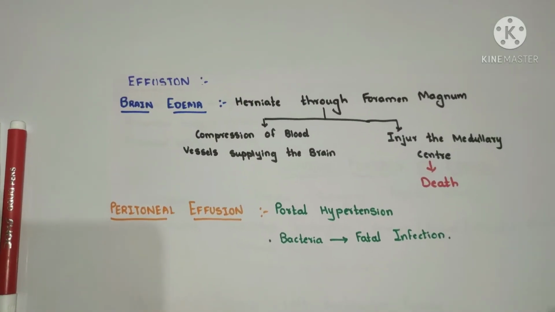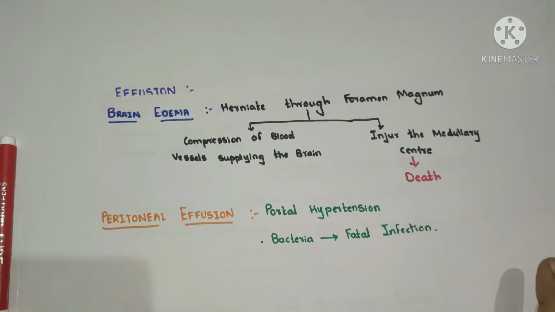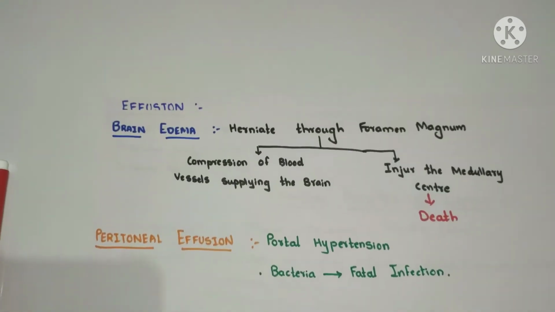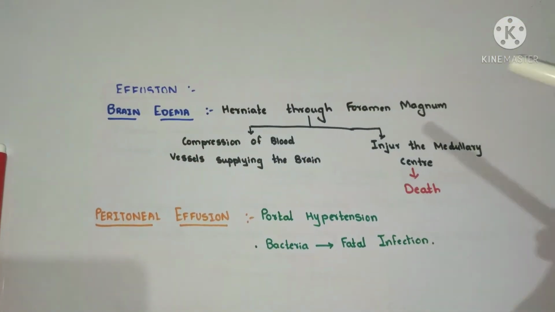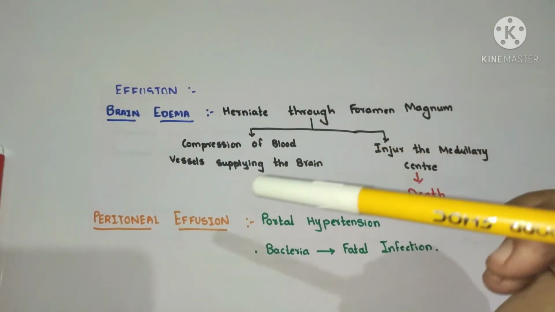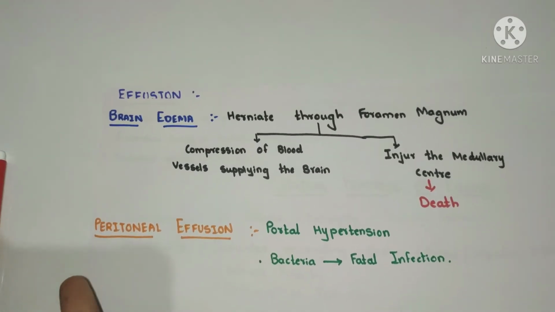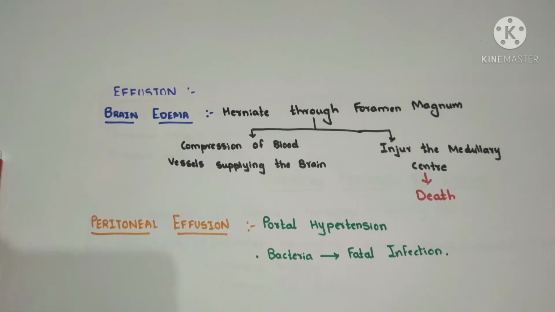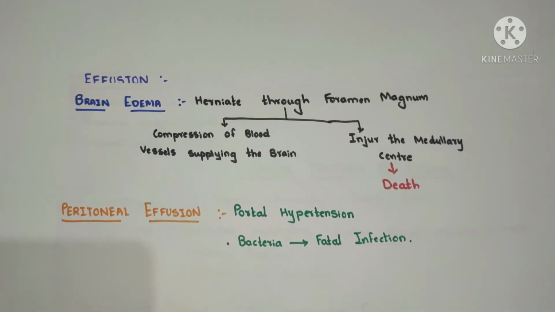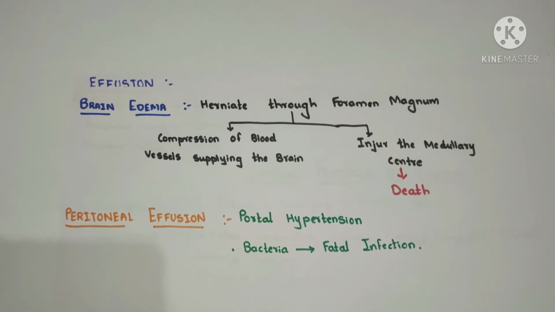Now let's talk about brain edema. It is very dangerous, as we have already discussed that the skull is incompressible, hence the brain cannot grow in size. So it will try to herniate through the foramen magnum. When brain tissue herniates, it can cause compression of the blood vessels supplying the brain. So immediately the brain will suffer from hypoxia, which is very dangerous, or it may injure our medullary centers, which are also essential for our life, which can lead to death.